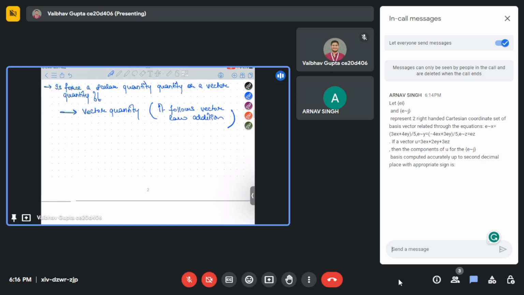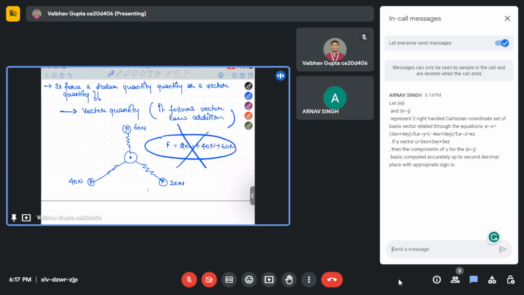So in the lecture also, the example has been given with the spring weighing balance system, in which three spring balances are connected like this, and it shows some reading like 20 Newton, 40 Newton, and suppose it's showing 60 Newton. So this is the main balance. So we cannot add force simply like 20 Newton plus 40 Newton plus 60 Newton. This is wrong. We cannot say that the total force acting is 120 Newton.